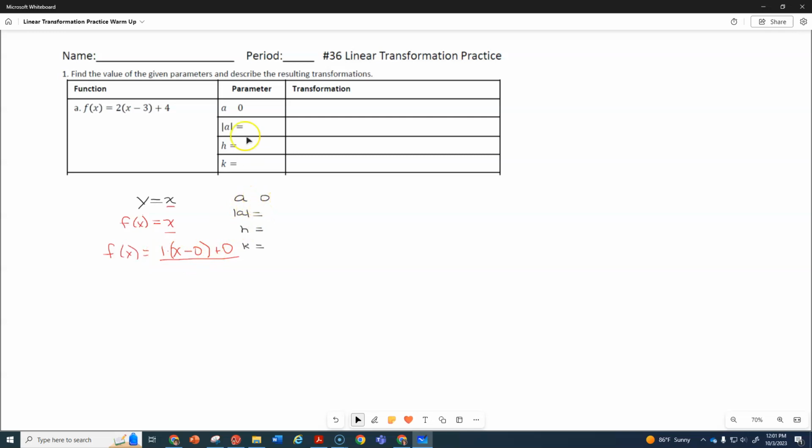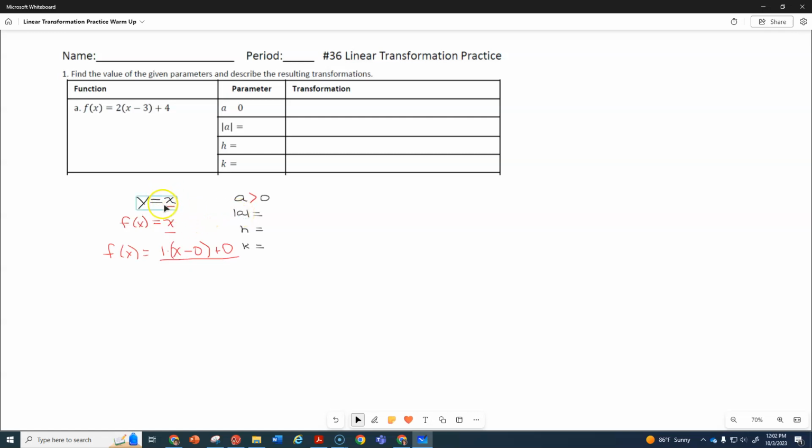And this question right here, where you see this, I'm asking you to put which inequality goes in there. So I want to know, is a positive or negative? Well, there's no negative sign, so that means a is positive. So right here, we're going to say a is greater than 0. That's another way of saying a is positive. Then the absolute value of a, what I'm asking you to do there is tell me what is the sign of a. Oh no, I'm asking you to tell me what the value of a is regardless of its sign.